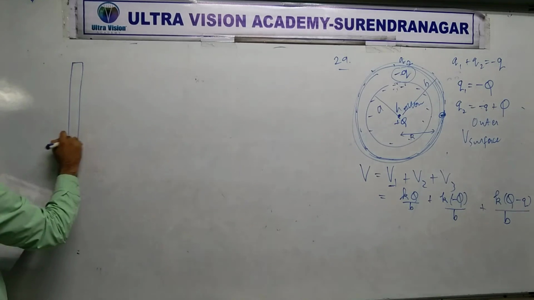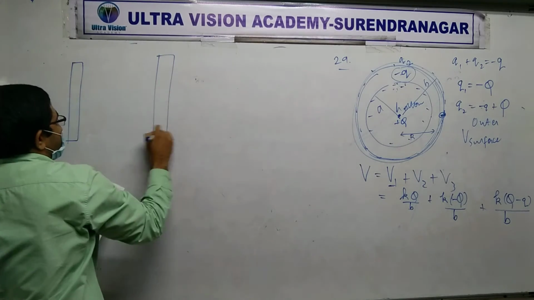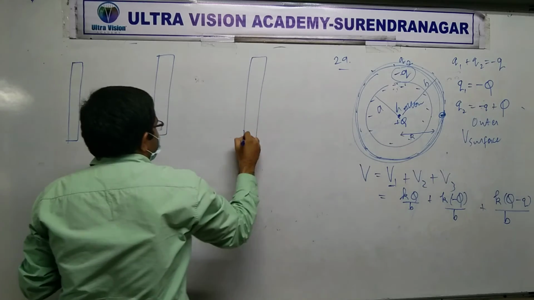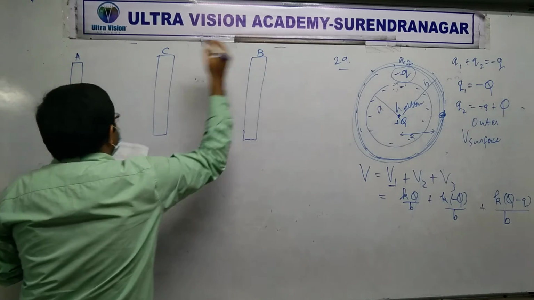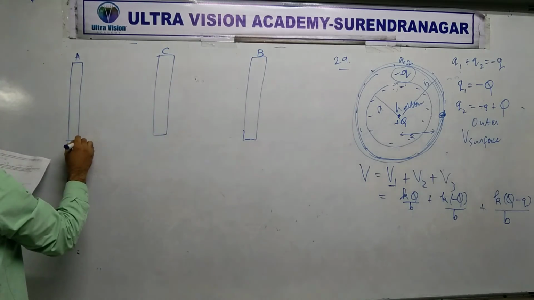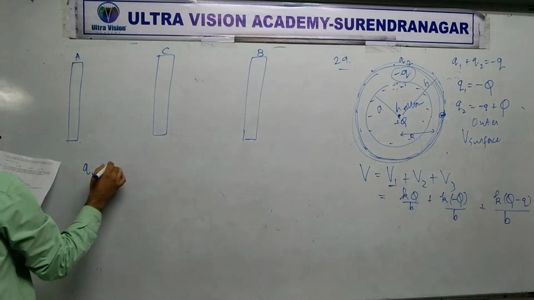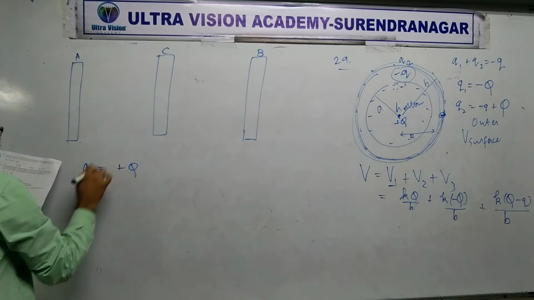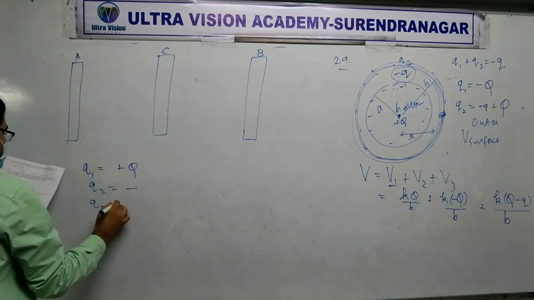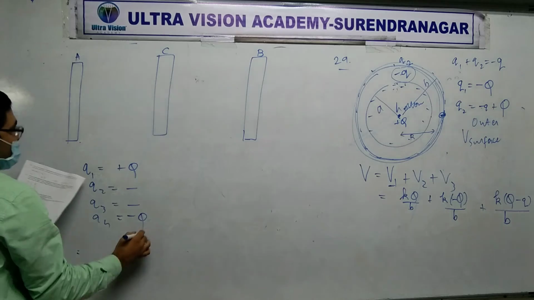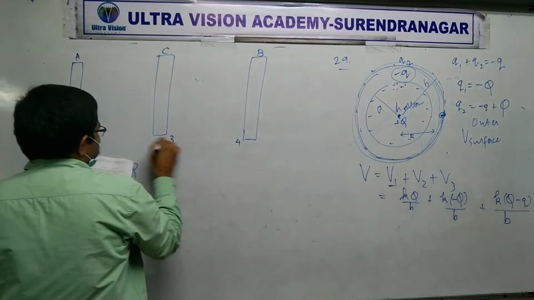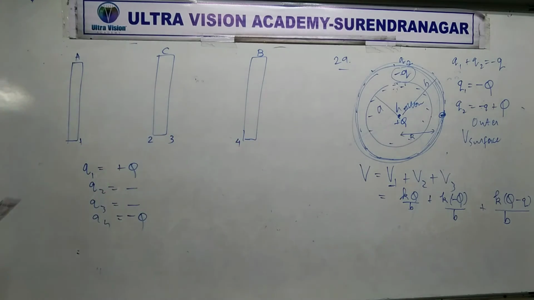Okay, let's draw this. This is the plate. This is the other plate. And this is one more plate. A, C, B. On this one, it is Q1. How much is Q1? Plus Q. We don't know what Q2 is. We don't know what Q3 is. And we know what Q4 is. So surfaces 1, 2, 3, and 4. Clear? Yes. Fine.